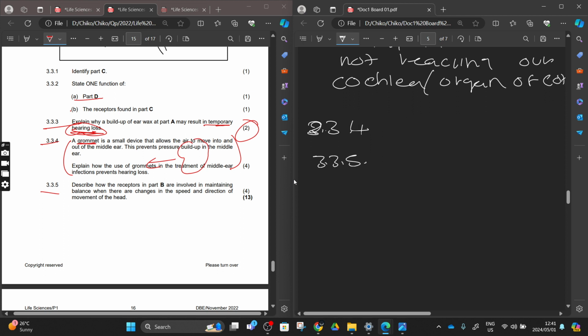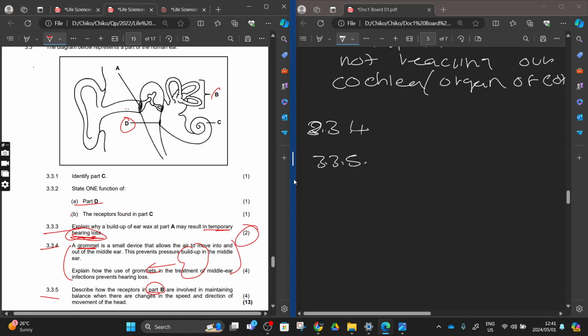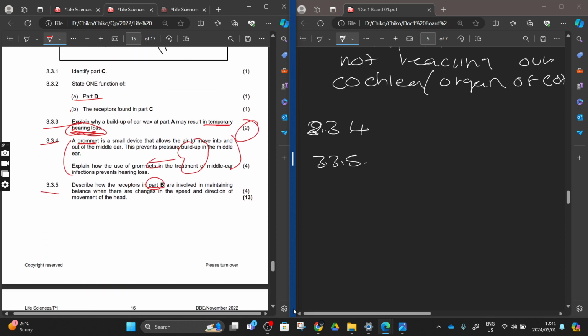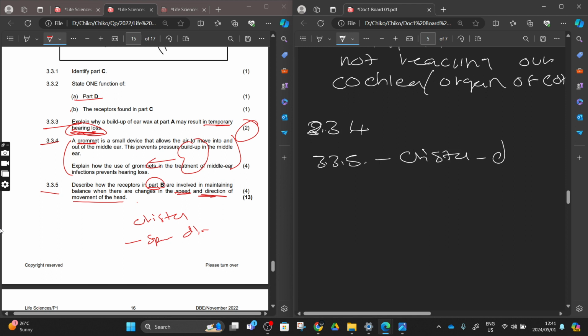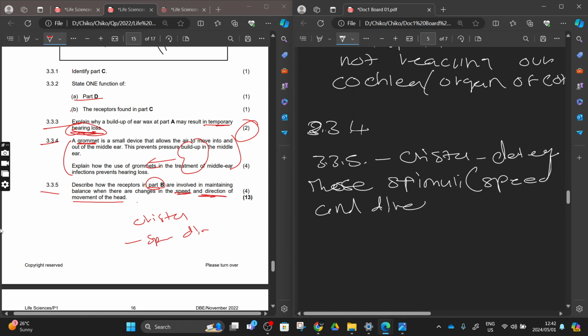3.3.5: describe how the receptors in part B. Where's part B? Part B, cristae, right? This one will be dealing with cristae. Cristae for what? For speed and direction. Describe how the receptors in part B are involved in maintaining balance when there are changes in speed and direction of the movement of the body. One, the cristae are going to detect the stimuli, which will be the speed and direction, right?